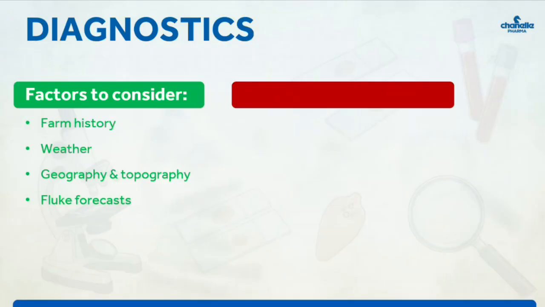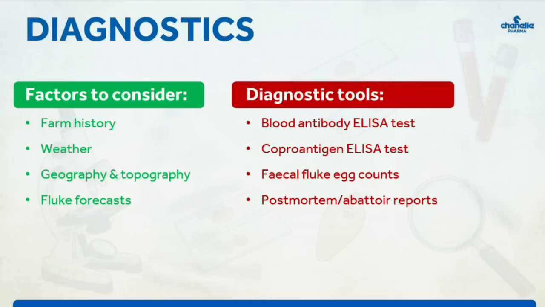What's the geography and topography of a farm? Low-lying farms on very waterlogged areas can have a greater fluke risk. Fluke forecasts can also be useful. In terms of diagnostic tools, there are ELISA tests for both blood and also coproantigens. These are more useful at diagnosing fluke at an earlier age.